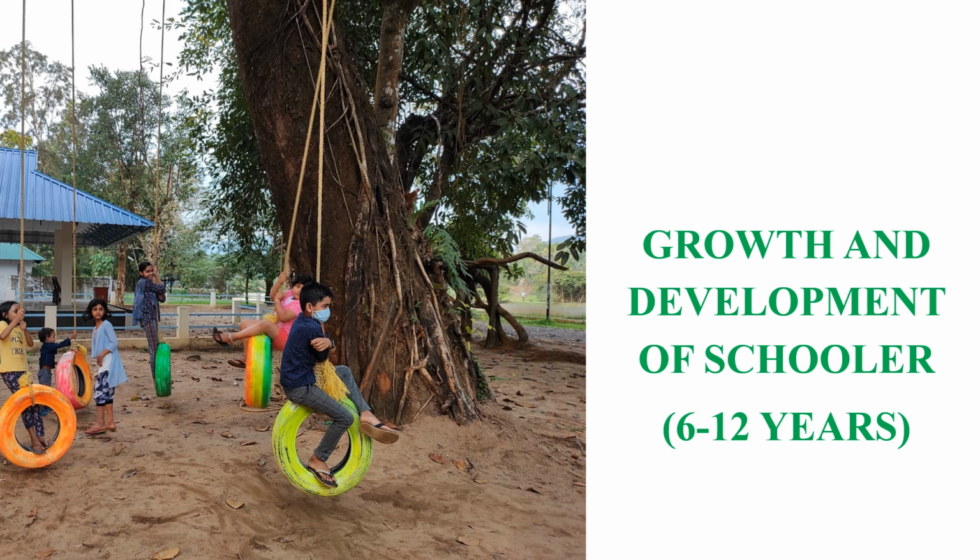Before going through this video, kindly go through the growth and development of toddler and preschooler in the previous video for better understanding of this video. In this video, we will be seeing growth and development of schooler and adolescent. Schooler is in the age group of 6 to 12 years.